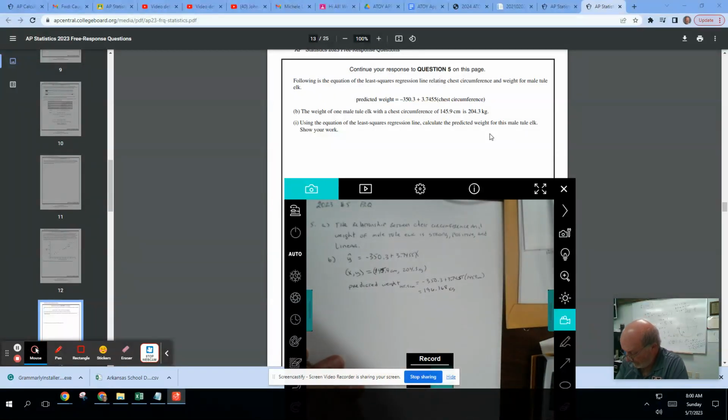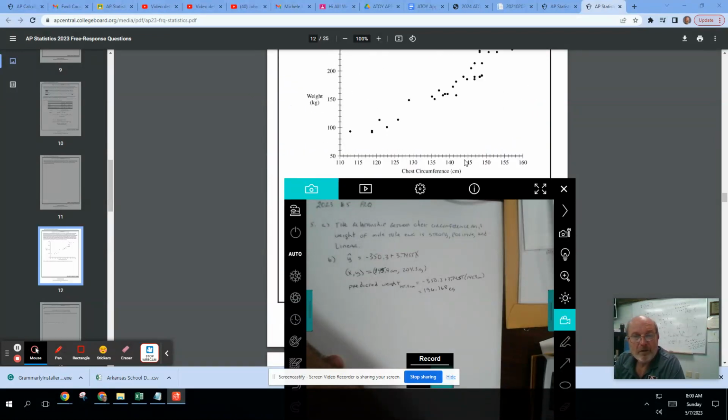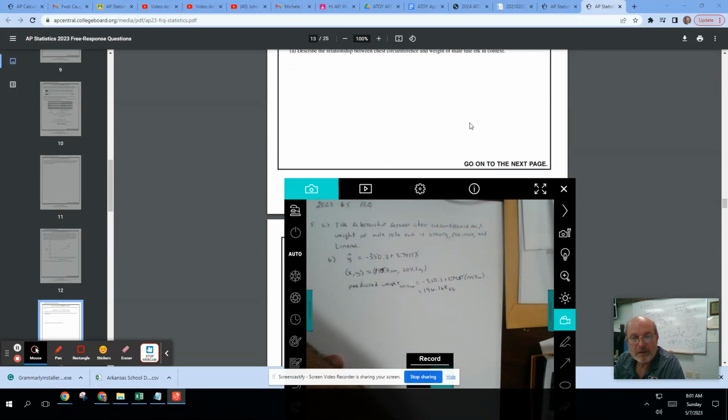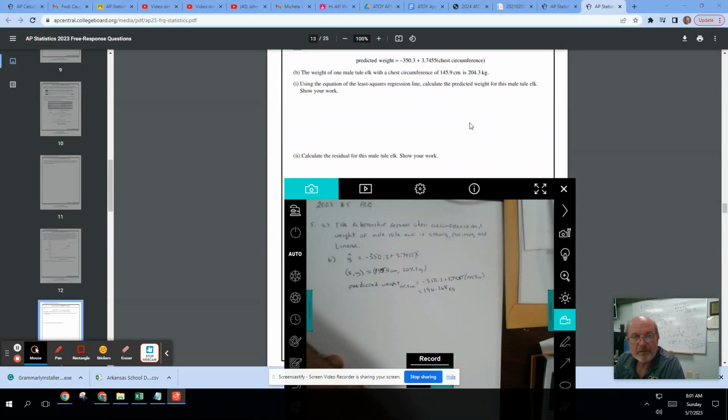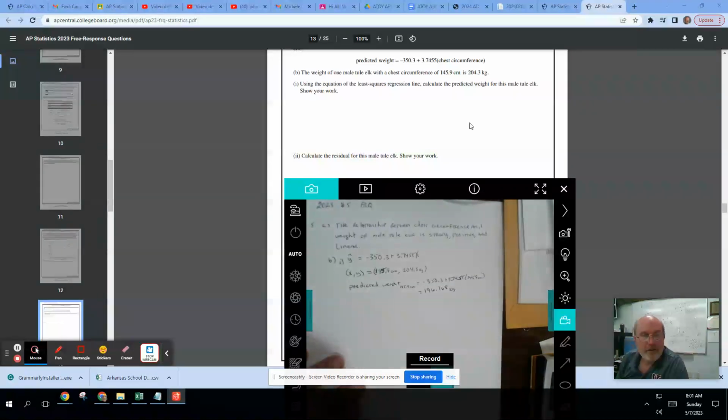Let's look back at our scatter plot and see if that's very far off. 145.9 on the scatter plot would take us to somewhere in the neighborhood of 200 kilograms. So that's not too bad. It's not a bad estimate. This is part I, by the way. Show your work. It said show your work.